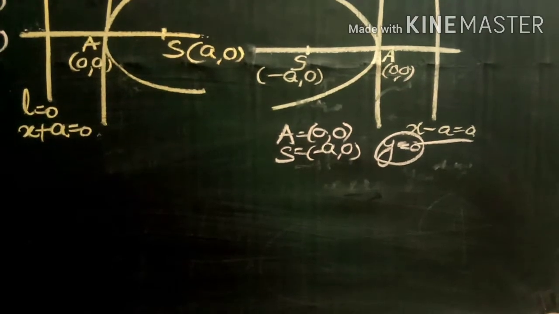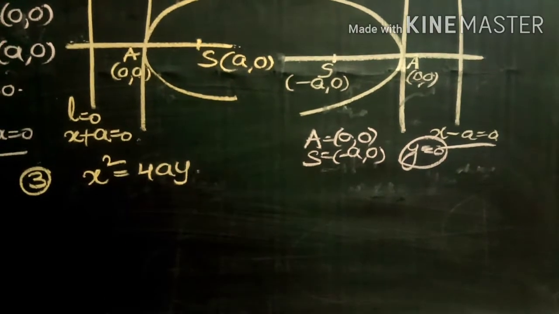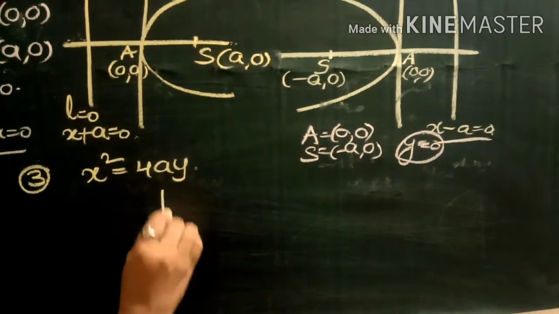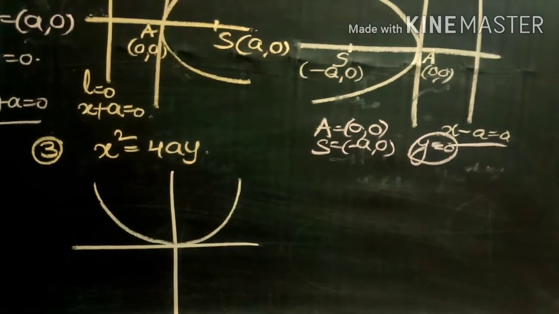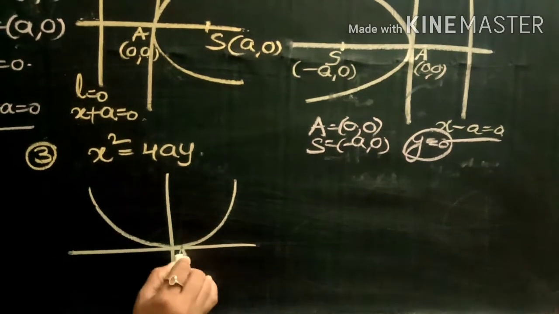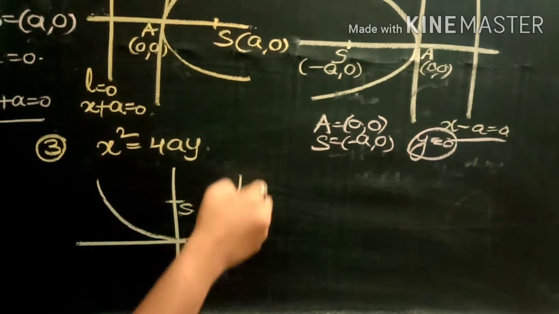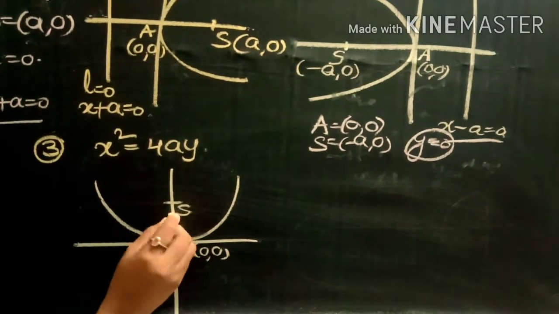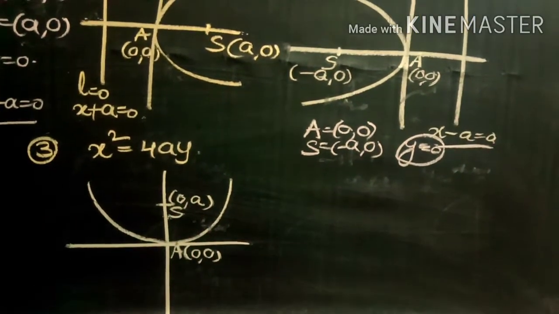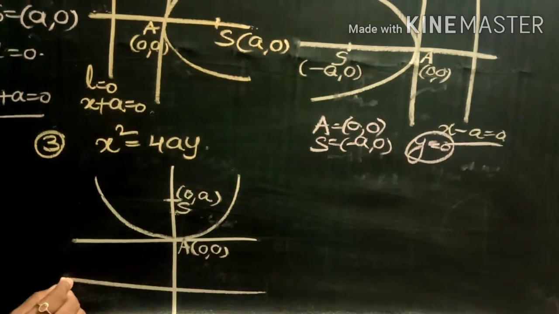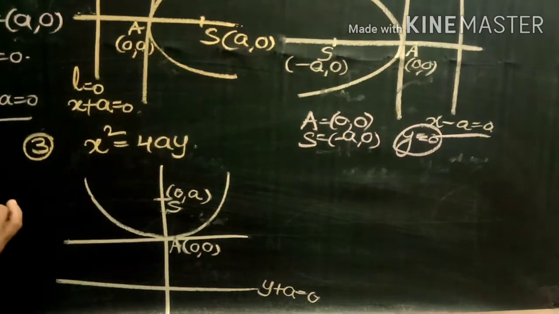Coming to the third form, the third form is x square is equal to 4ay. Now in this case the graphical representation is like that. This is the shape of the parabola x square is equal to 4ay. Here the vertex A is 0 comma 0, and this is the focus. Focus always lies inside the parabola. So we take the focus here, and the coordinates of this point are 0 comma a. Focus S is 0 comma a, and the equation of the directrix is y plus a is equal to 0.